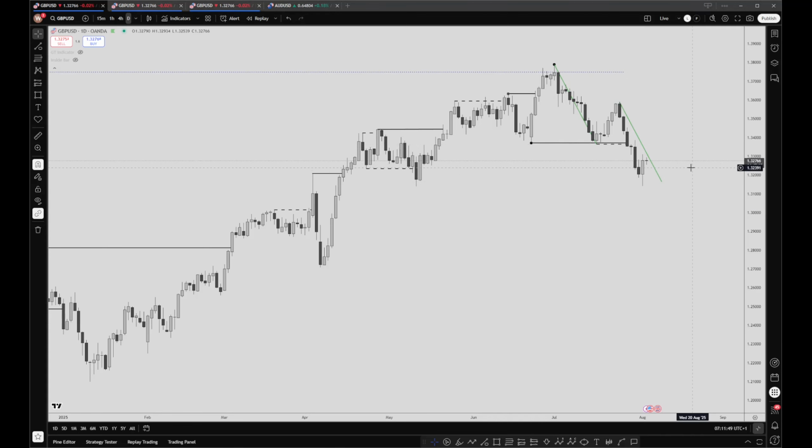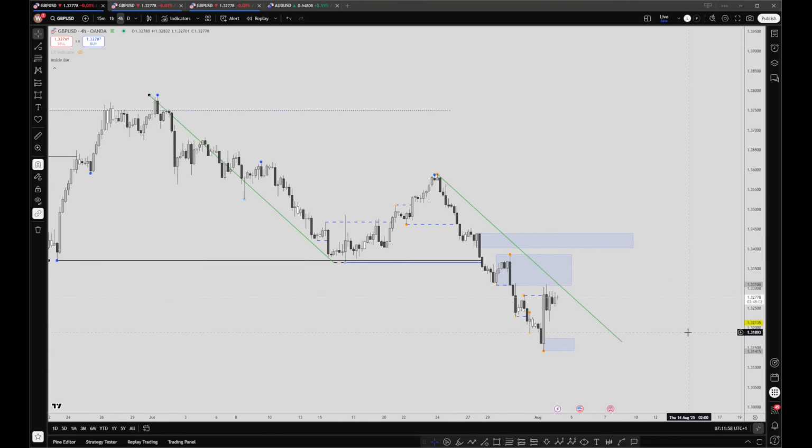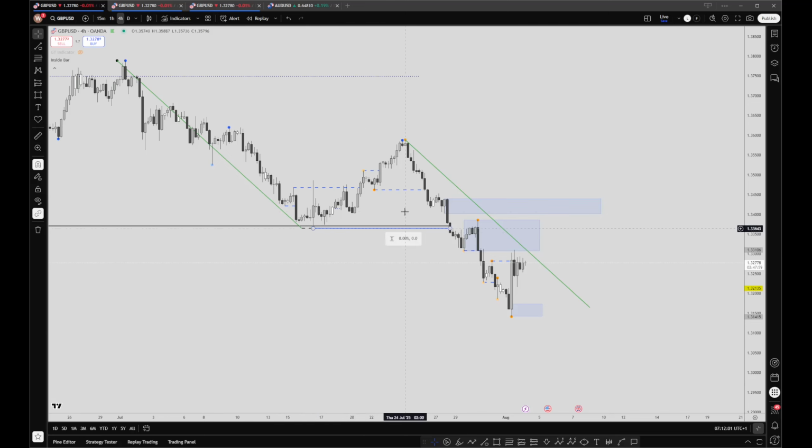So if we look on the 4-hour, we can see that the swing structure is bearish, and we have just had this internal break of structure bullish. So swing structure bearish, internal structure bullish. And as we've flipped bullish, we've come into this area of supply here, and we've had a reaction from there.